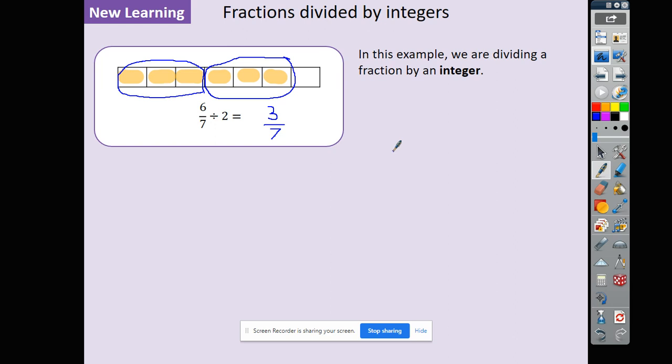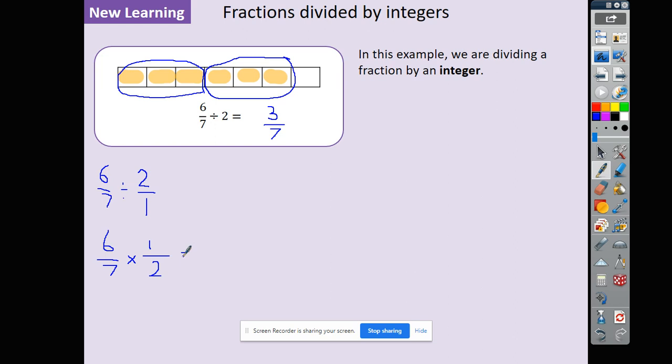Now when you were at primary school you may have been taught a slightly different method. I'm going to show you that now and then you can see what that relationship is with this. So you may have been told that 6/7 divided by 2, and we know that 2 is the same as saying 2/1 because 2/1 is 2 divided by 1, which is still 2. Then you may have been taught something about keep, change, flip. So we would have kept this bit the same, changed that bit to multiply and flipped this last bit.